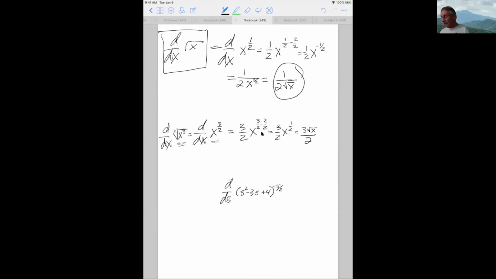Okay? So notice what we started with. We had 3 halves, and we end up with just 1/2, so that's just the square root. It's not cubed, it's reduced to a single power. So, any questions on that at all?